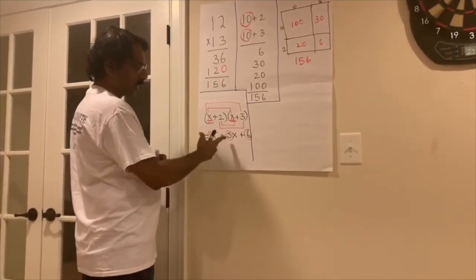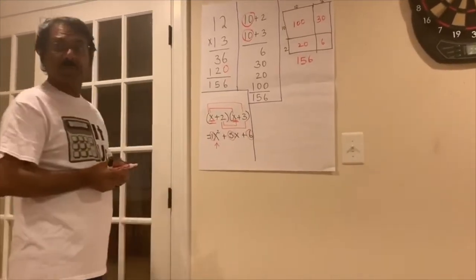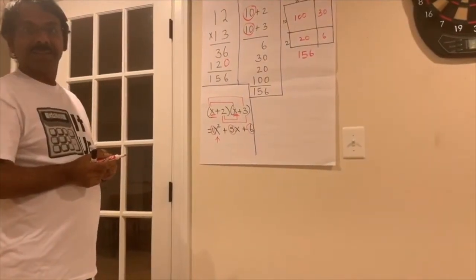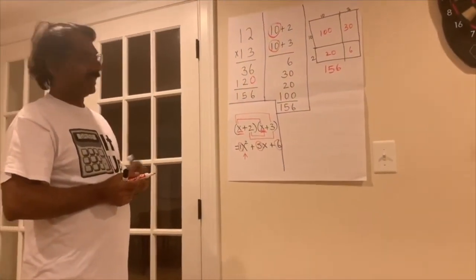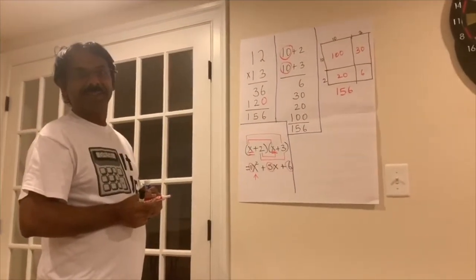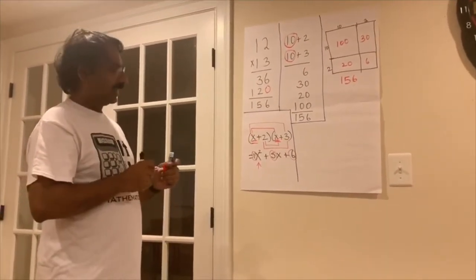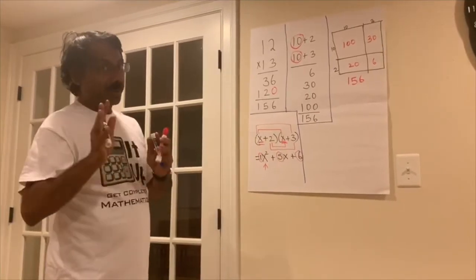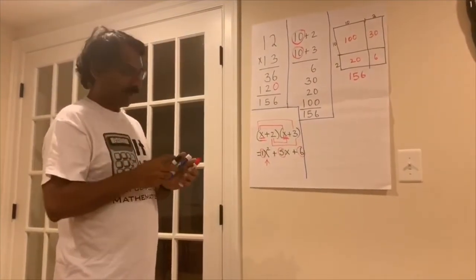But watch the terms that I've circled. What do you see? It's 156. Wow, that's so cool. Arithmetic meets algebra. Wow, I didn't know there were so many ways to do multiplication. Well, it's not over yet. I just saved the best for last.